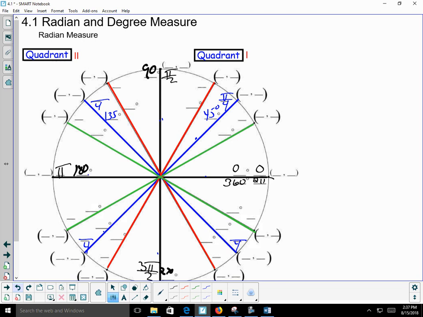So this is 1 pi over 4. This is 2 pi over 4. If I take 2 pi over 4 and add another pi over 4, I get 3 pi over 4. This is 4 pi over 4. Then this one would be adding 1 to 4, I would get 5 pi over 4. 6 pi over 4. 7 pi over 4. And then finally 8 pi over 4.